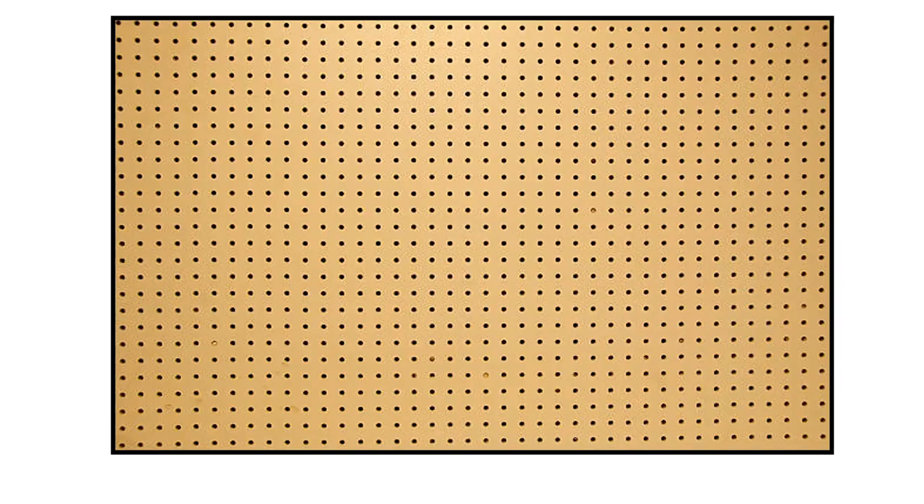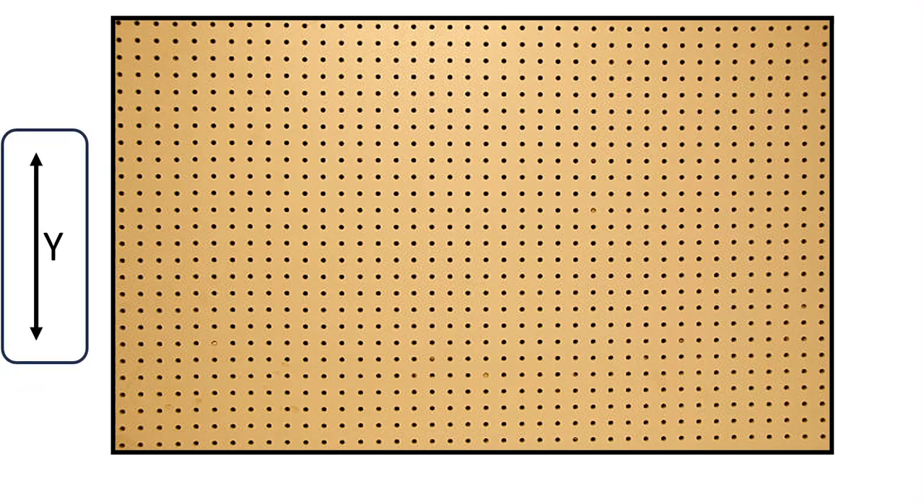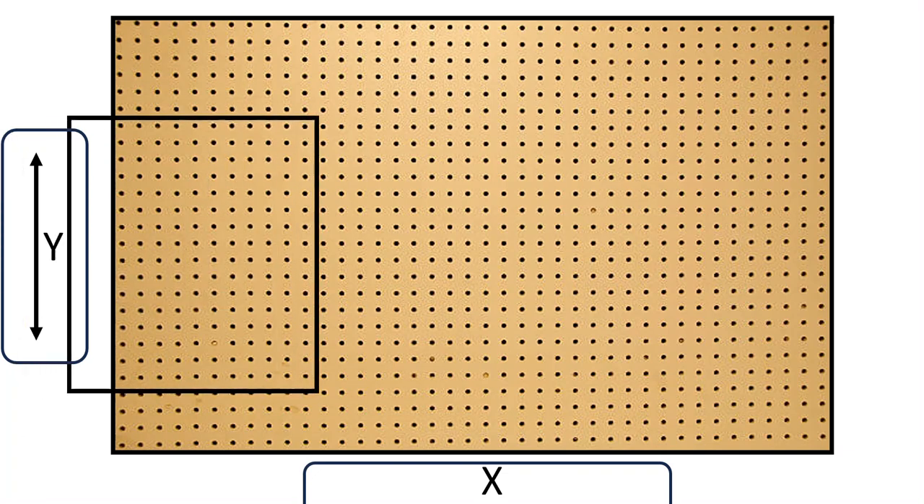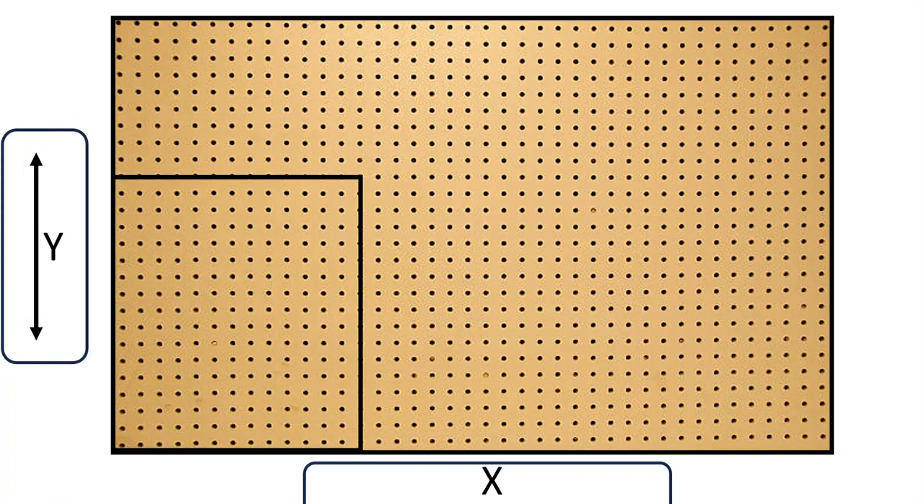Now let's get into it. So let's consider that this pegboard is your spoil board. Okay, this is your Y axis and this is your X. Now this square that just popped up we'll consider to be your actual CNC cut area.